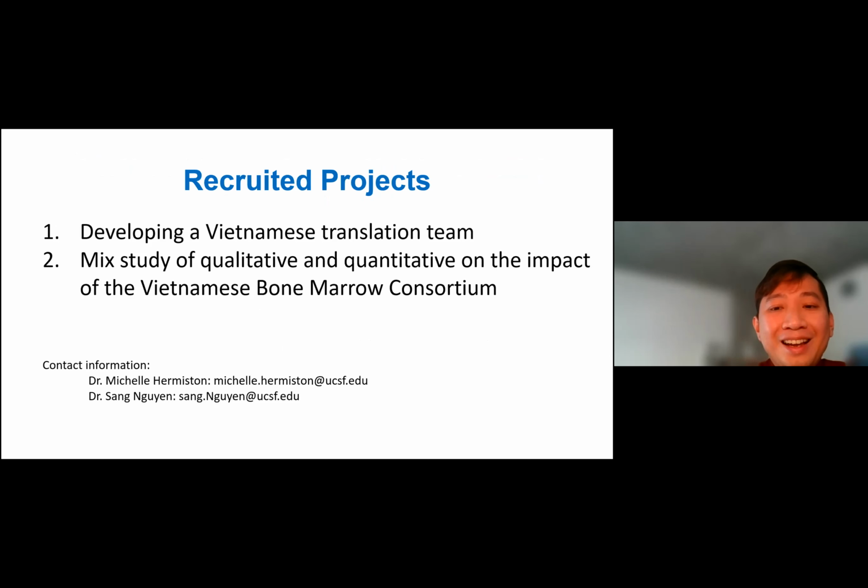So this is the project, and our team is still regrouping people to join. As Nancy and Linda mentioned, there are a lot of key things about translational teams, so we hope to develop a Vietnamese translational team to help with the project. We are also in the process of writing the IRB for a mixed study, qualitative and quantitative, looking at the impact of this bone marrow consortium. My information is downstairs, and also Michelle's. If you are interested in joining any of the projects, feel free to contact us.